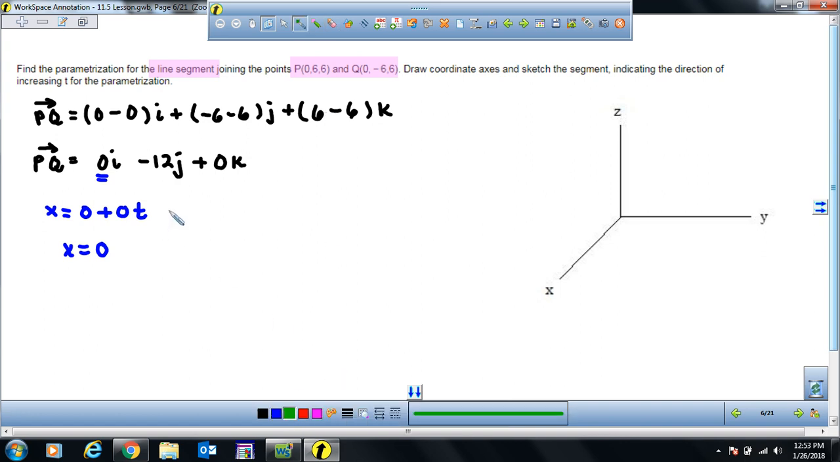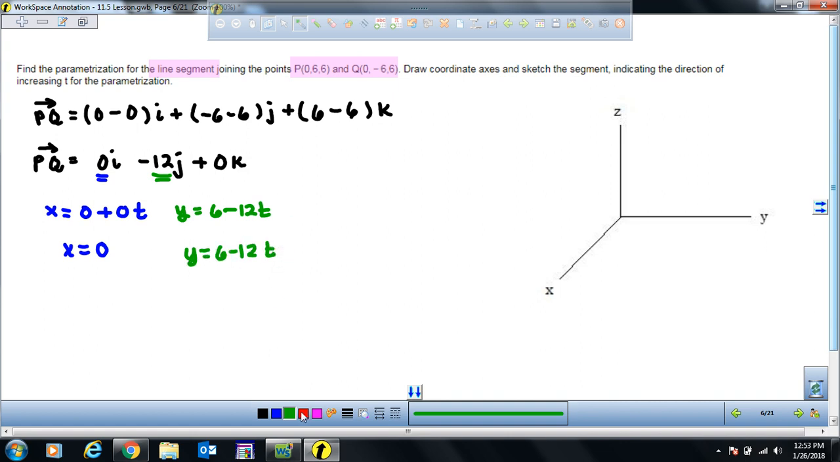Okay. Then we're going to start with the y. My initial value for the y is 6, and then the y component of the vector is minus 12 times some parameter t. So it would be 6 minus 12t. And last but not least, we got the z. z equals my starting value of z, which is 6, plus 0, which is the component for the z, times some parameter t. So that would just give me z equals 6.